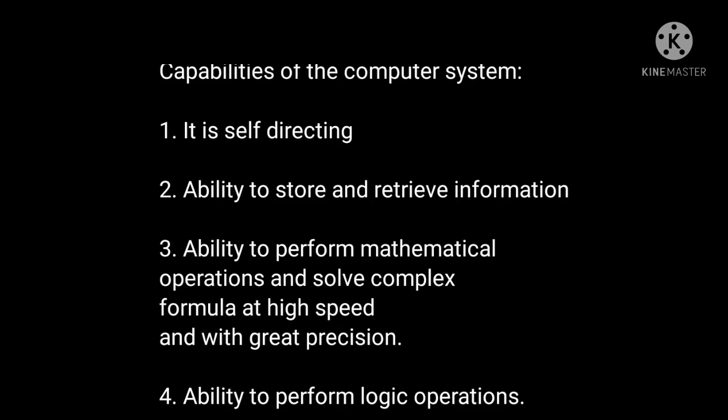The last one is the ability to perform logic operations, meaning the computer is capable of comparing numbers, letters of the alphabet, and special characters. Based on the results of comparison, the computer can take alternative actions. So those are the capabilities of the computer systems. Now let's move forward to the limitations of the computer systems.